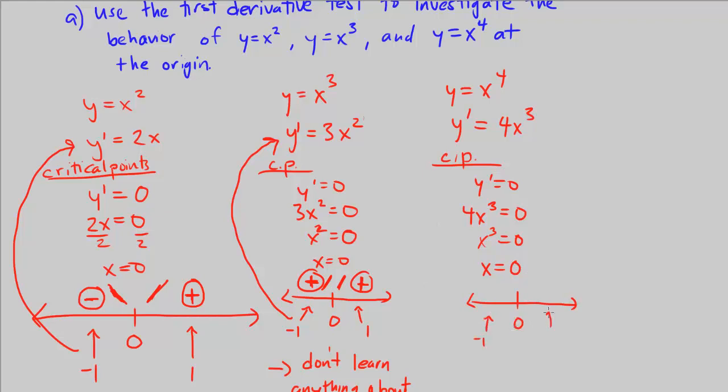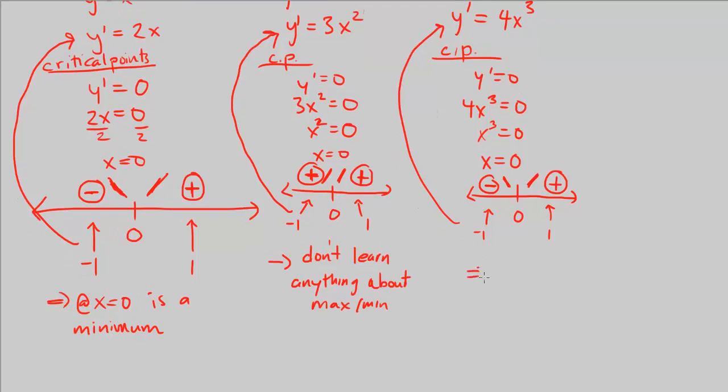So we're going to put all the zeros on our number line, look to the left. I'm using pretty basic numbers, -1 and 1. Plug those back into y prime. -1 cubed is still -1 times 4 is -4. So that means it's negative, decreasing. Plugging in +1, we get +4. That means it's positive, increasing. So that tells us that at x equals 0, we have a minimum.